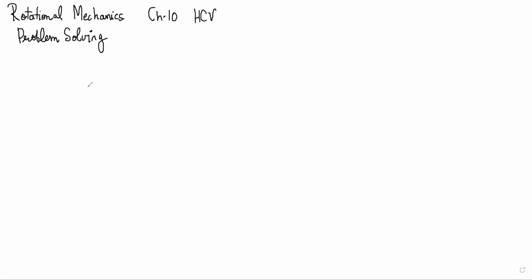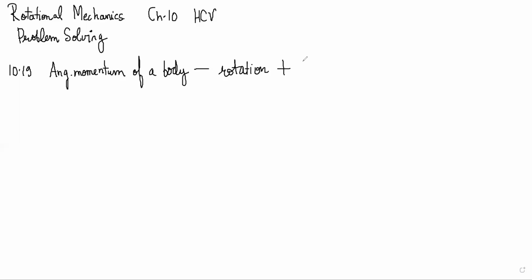Okay, so for this rotation chapter, the last two sections were left, which are 10.19 and 10.20. So 10.19 talks about angular momentum of a body that is doing rotation plus translation. The same principle, the way we derived kinetic energy of a body doing rotation plus translation, same way you have to do this.